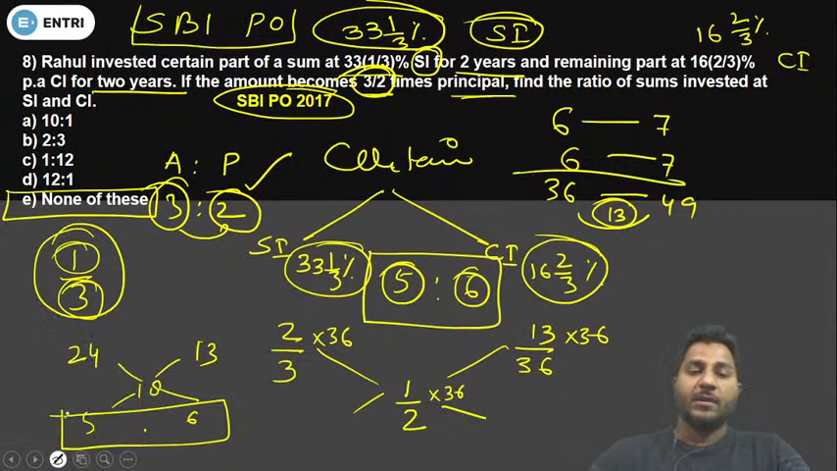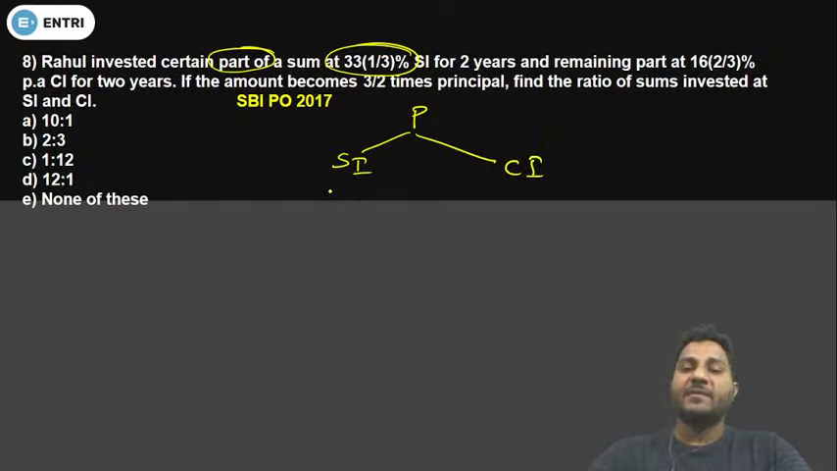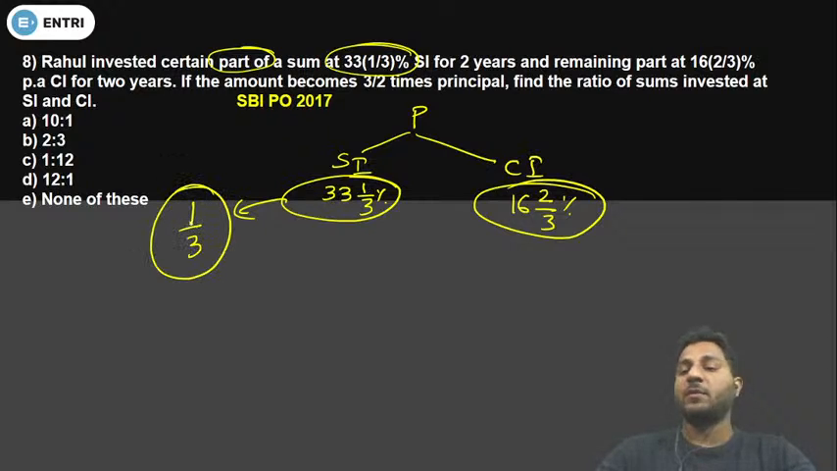Look at this. Rahul invested a certain part of the sum. Let's say it was P, and it was invested in SI and CI. In SI, the rate of interest was 33 whole 1 by 3%, while in CI, the rate of interest was 16 whole 2 by 3%. You know that SI belongs to a simple concept. For 2 years, let me convert it into fraction. So 33 whole 1 by 3% means 1 by 3. That means 1 interest will be generated out of 3 principal. For 2 years, the whole interest will be 2 by 3.